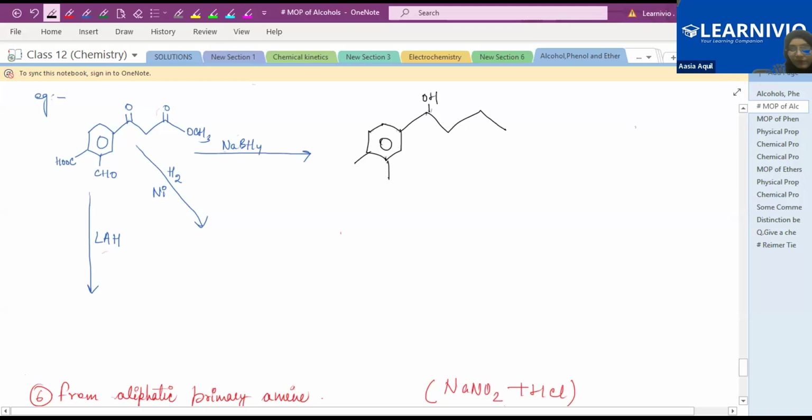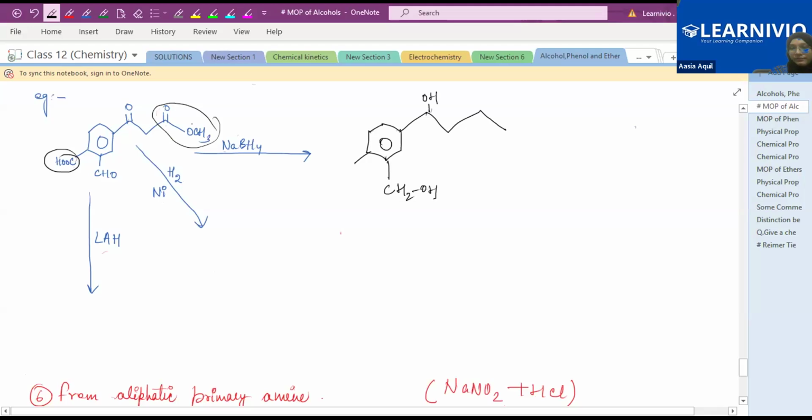Next one. What is this group? CH2CHO will get reduced to CH2OH. The number of carbons should be the same, so you will write CH2OH. And what about the other groups? Will the COOH, the carboxylic acid, be reduced? And what is this? COOCH3, this is your ester.